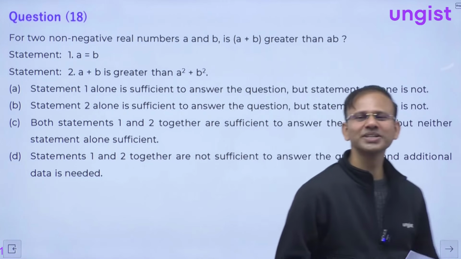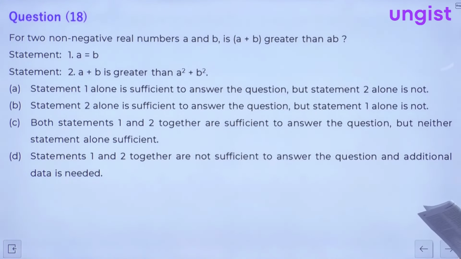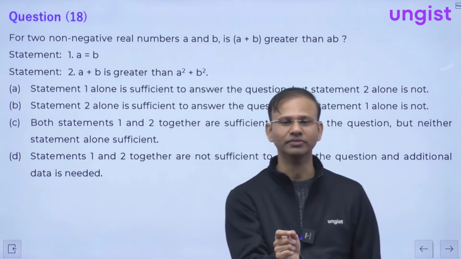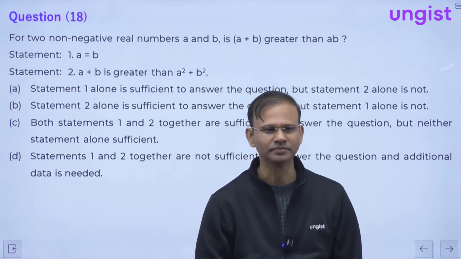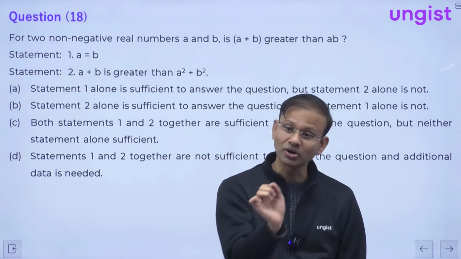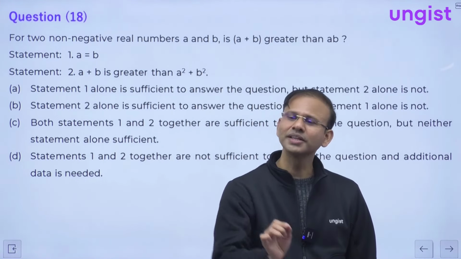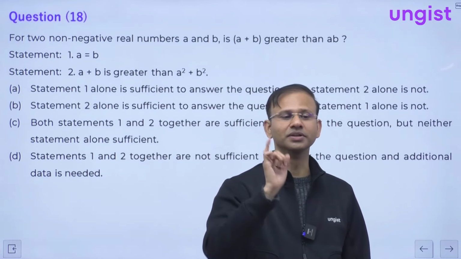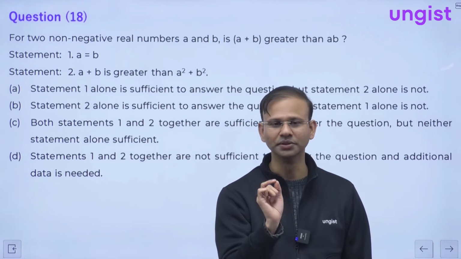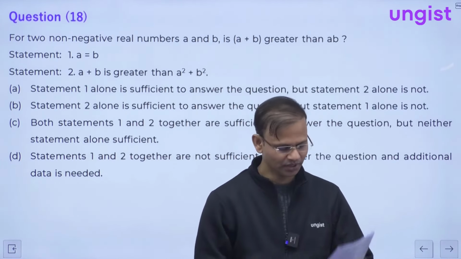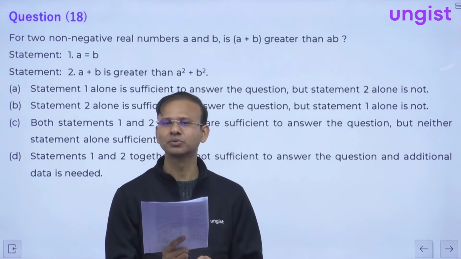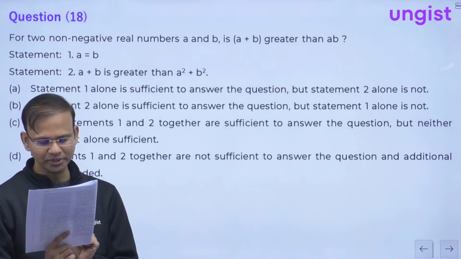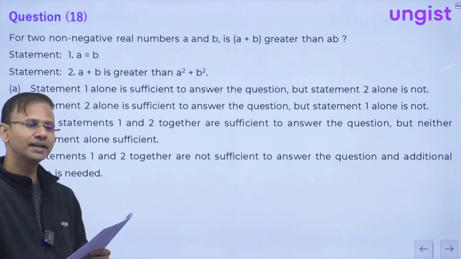Yes, everyone. Now question number 18. The question says, for two non-negative real numbers. Guys, what is a non-negative real number? When the question says non-negative, what is the meaning of that? If the question says non-negative, why is the question not saying positive directly? The question wants you to consider zero as well. Dhyan rakhiyega, you have to respect each and every word, guys. So for two non-negative real numbers, the question wants you to consider zero as well. For two non-negative real numbers A and B, is A plus B greater than AB?